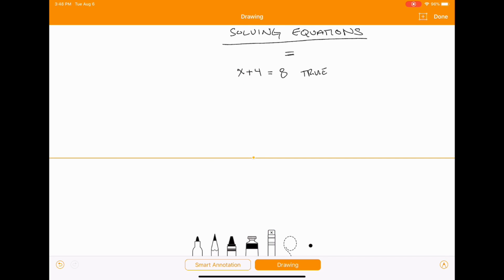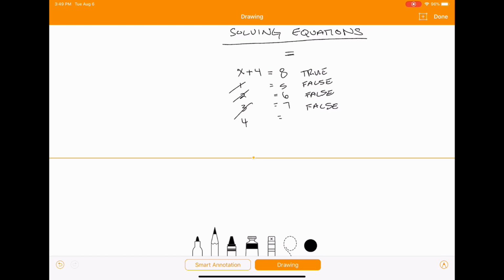So for example, you could just go in and start guessing. So we could start with 1. So 1 plus 4 is 5. So that's false. So 1 is not a solution. Go plug in 2. 2 plus 4 is 6. So that's false. So 2 isn't the right answer. Plug in 3. 3 plus 4 is 7. So we're getting closer, but we're still not at 8. So 3 isn't the answer.